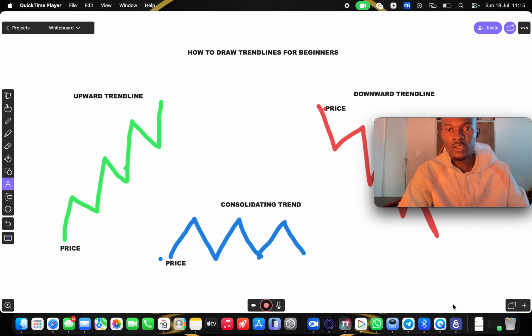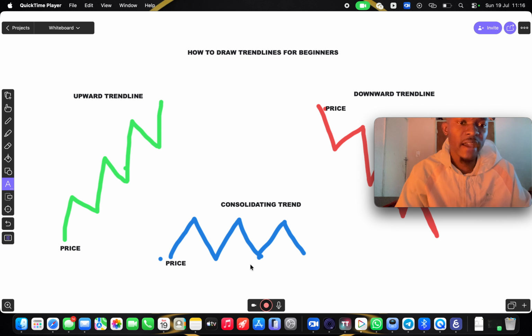So first of all, in order for you to decide which trend line you should use, first you need to look at your market structure. You need to look if you're in an upward trend or a downward trend so that you're able to use the correct trend line. There are two, let's say three types of trend lines. There's an upward trend line and then a downward trend line, and also a trend line that you can use horizontally on a consolidating trend.